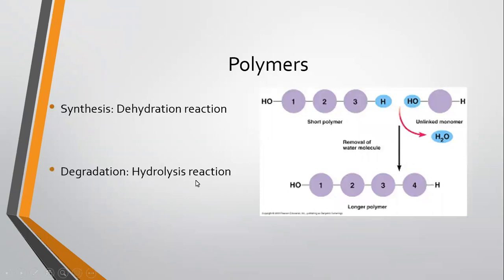So to start off with the major concept, you have a single subunit called a monomer, and a monomer links with another monomer to form polymers. And this is done through a dehydration reaction where you will release a water molecule.